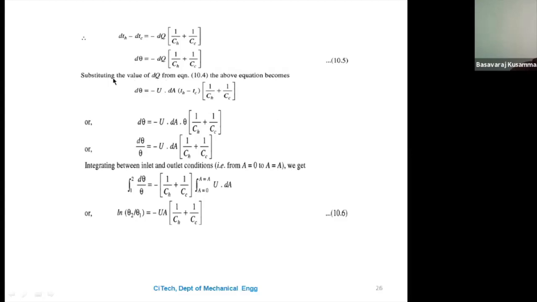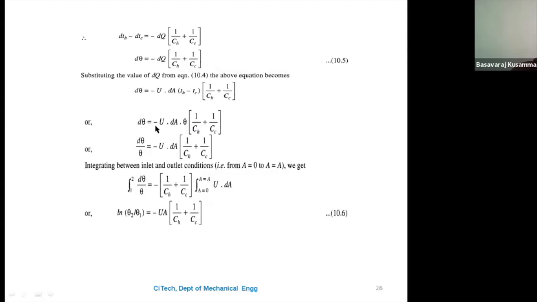After substituting the dQ value from the previous slide's equations, dθ is equal to minus U dA (TH minus TC) times (1 upon CH plus 1 upon CC). What is CH? Specific heat capacity of the hot fluid; simply we can call that the capacity of the hot fluid. CC is the capacity of the cold fluid. So after substituting the values of dQ, you will get this equation.